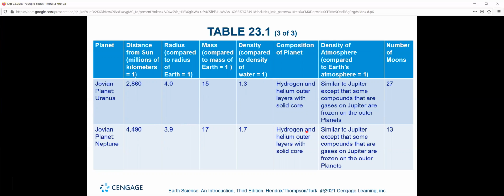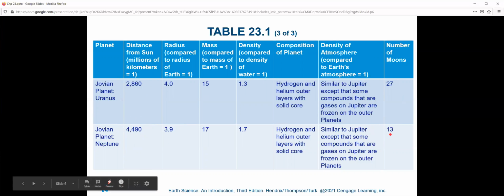The distance of Uranus and Neptune is astounding, right? Almost 3,000 million kilometers away, 4,500 million kilometers away. Very far out there. You get to the point to where your images tend to be hazy unless you're using very high powerful equipment. And again, these planets also have tons of moons.